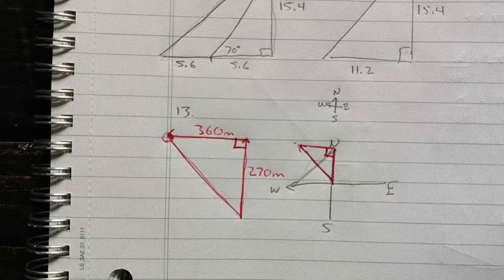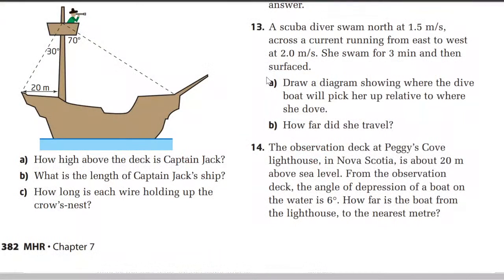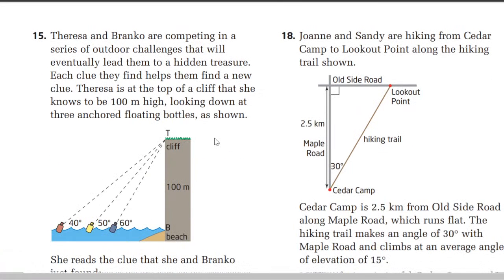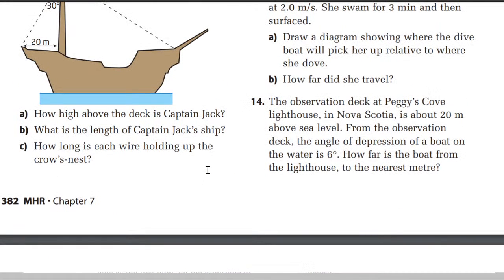And then number 15, if we switch over to that one, number 15, was it 15? 14, sorry, 14. The observation deck at Peggy's Cove Lighthouse in Nova Scotia is about 20 meters above sea level.